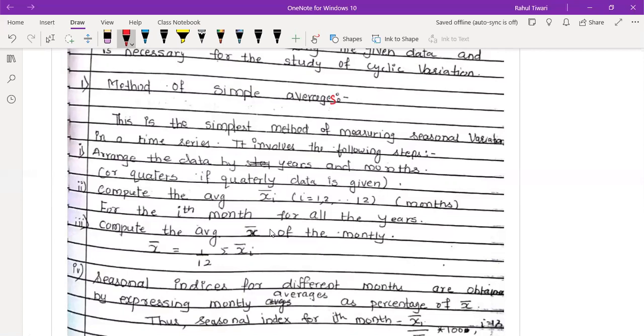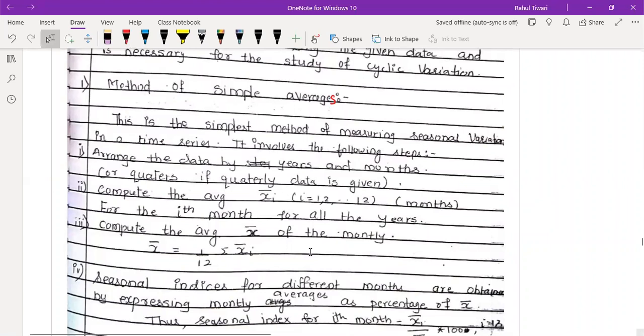So we have to arrange the data by year and month. Maybe it will be quarterly data, and if it is quarterly data, you can arrange it in quarterly form. Then compute x bar i for the ith month, and compute the grand average x bar. If it is monthly data, you need to divide by 12. If it is quarterly data, you need to divide by 4, like that. When we do the problem, I will tell you how to divide.